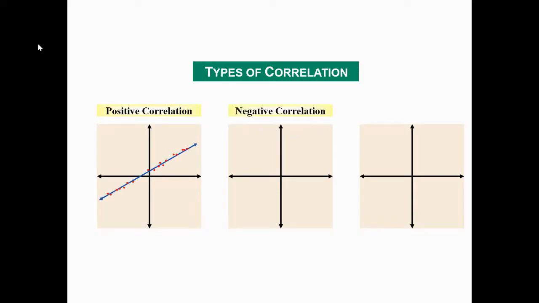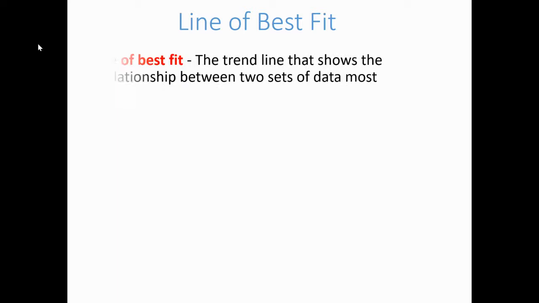This is an example of a positive correlation. This is an example of a negative correlation. And this is an example of no correlation. When we collect data in the real world, it doesn't make a nice tight fit line. Sometimes the data is a little bit skewed and all over the place, and you have outliers. And this is what we're looking at. So now we're going to talk about a line of best fit.